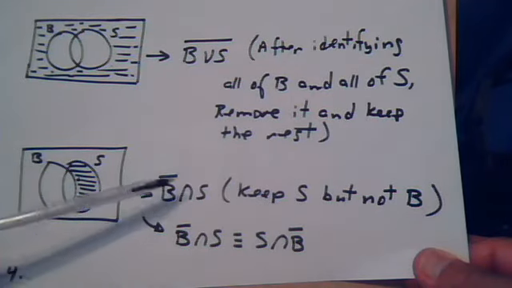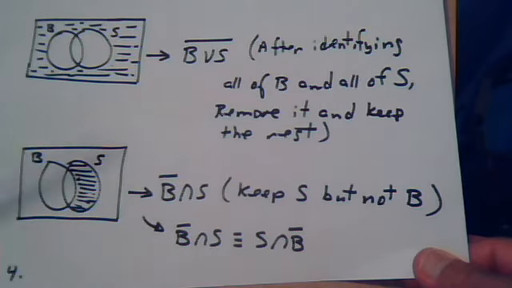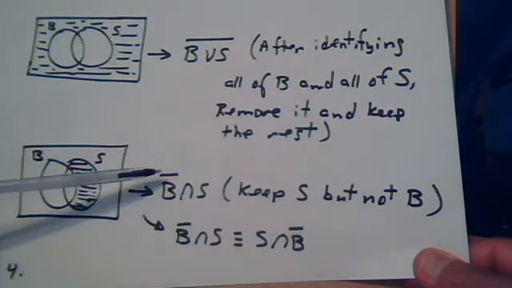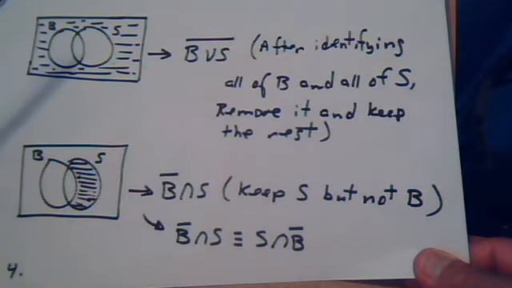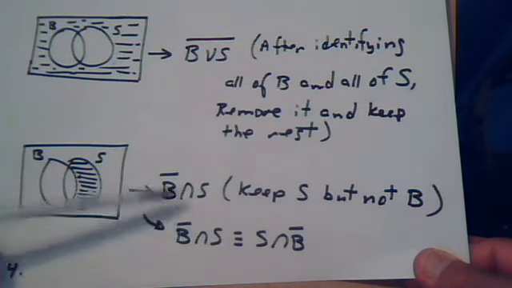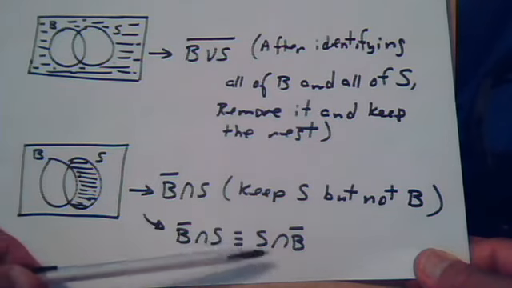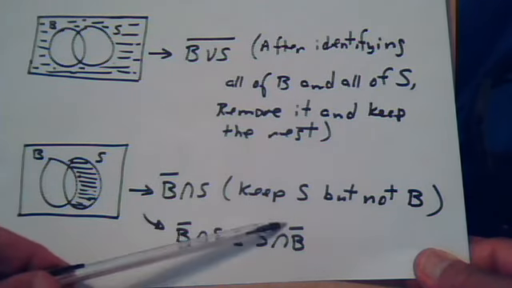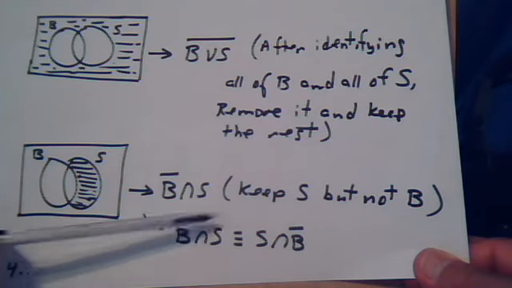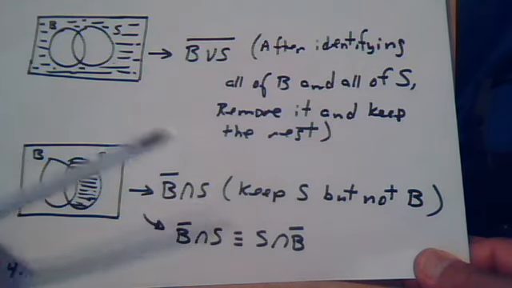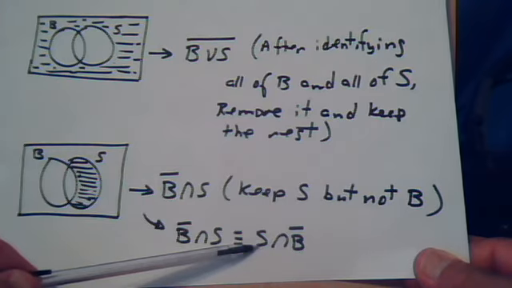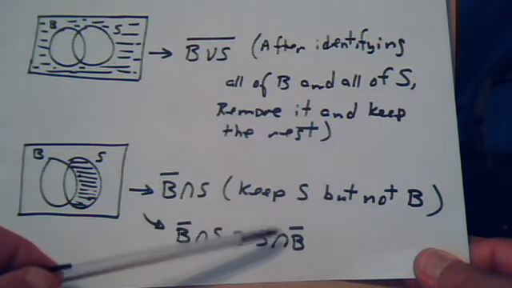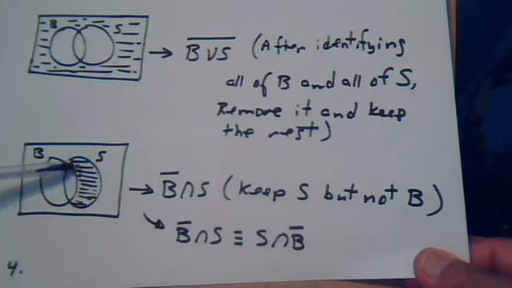This shading comes from these symbols. Now, notice right here, we have the complement of B intersection S. Well, you could write it again and put the S first and then the complement of B. They're equivalent. You get the same picture. Keep S but not B. Now you could read it as keep S but not B. So we're keeping S but not B.